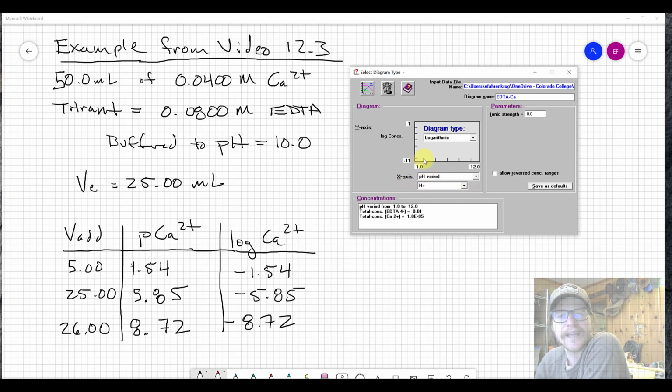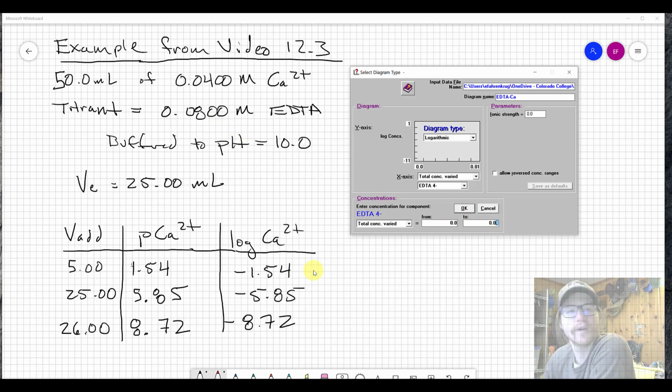And then on the x-axis, we would technically want the volume of EDTA that's added, but we don't have that as an option. But what we can select is the total concentration that's varied in the system, and we'll vary that concentration from 0 up to its formal concentration. And our formal concentration was 0.08. So what that means is it's essentially doing this as an arbitrary volume of the system. That's why concentration is on the x instead of volume, because there's no place to input an initial volume of the system, so it can't compute a volume added.